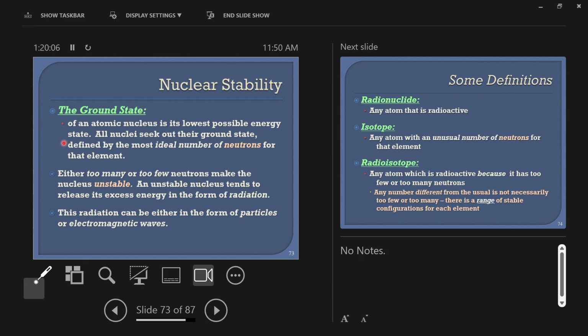The ground state for a nucleus of an atom is defined by the most ideal number of neutrons for that element. If there are too many neutrons or too few neutrons, the atom can be unstable. That instability manifests itself in radioactivity. Unstable atoms tend to get more stable by breaking apart. So they release excess energy in the form of radiation. This radiation can either be particles, as in the atom is literally breaking apart and shooting off parts of itself, or in the form of electromagnetic waves like gamma rays.